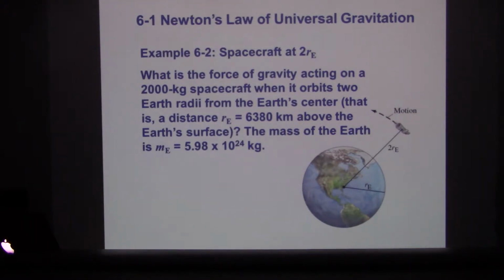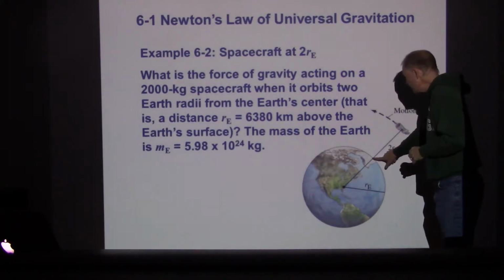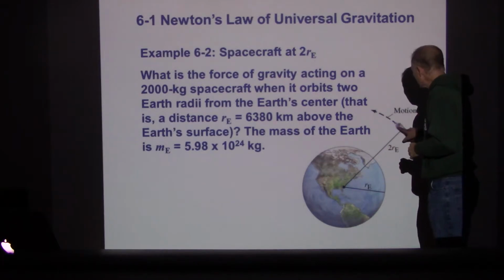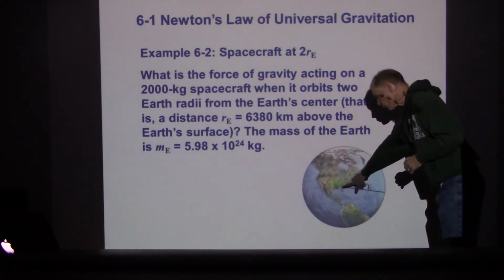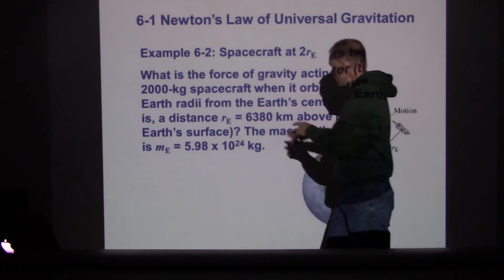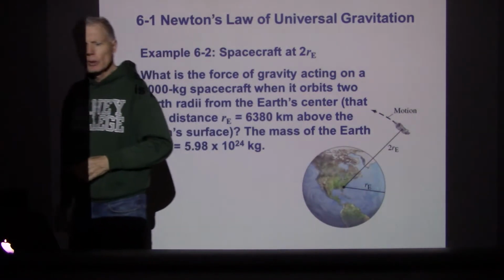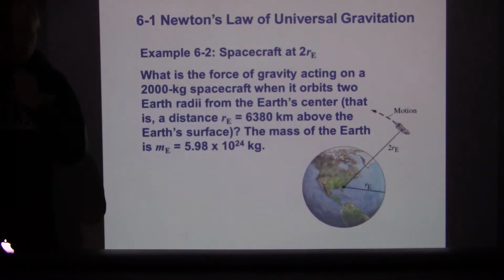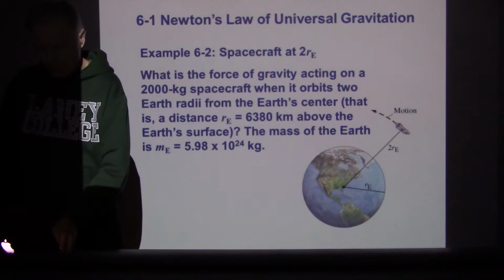So anyway, that's the distance we're going to be looking at. Now notice, the key here is we're not measuring from the surface out to this object. We're measuring from the center. And then the mass of the Earth is given in this too. The mass of the Earth is given as 5.98, which is about 6.0 times 10 to the 24th kilograms.